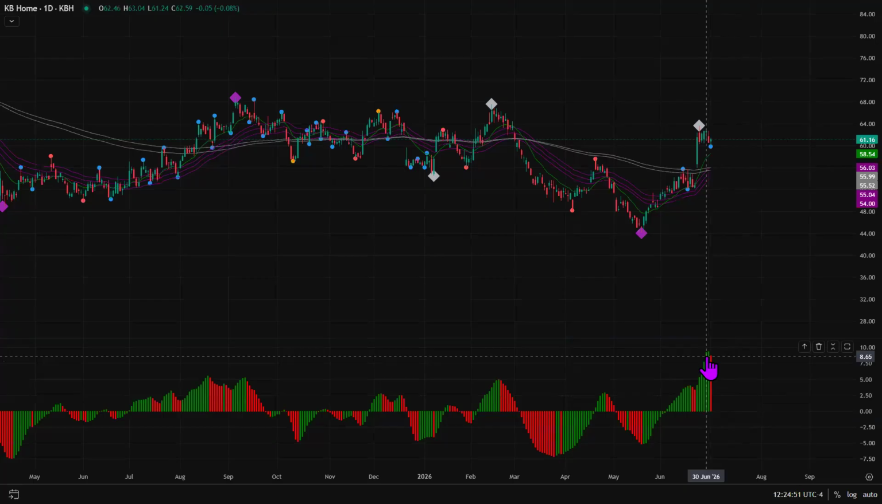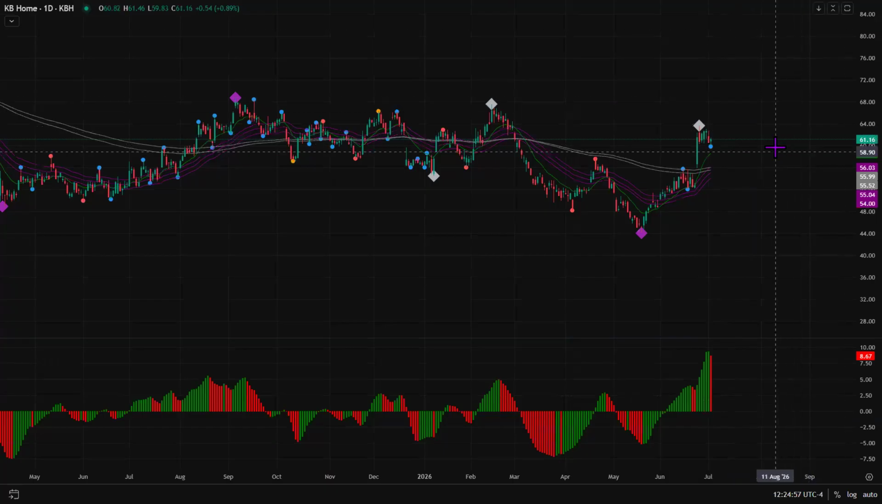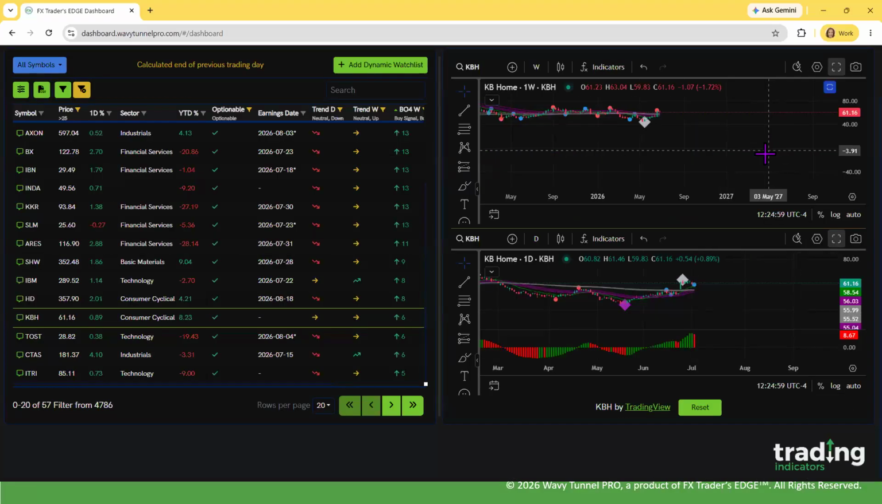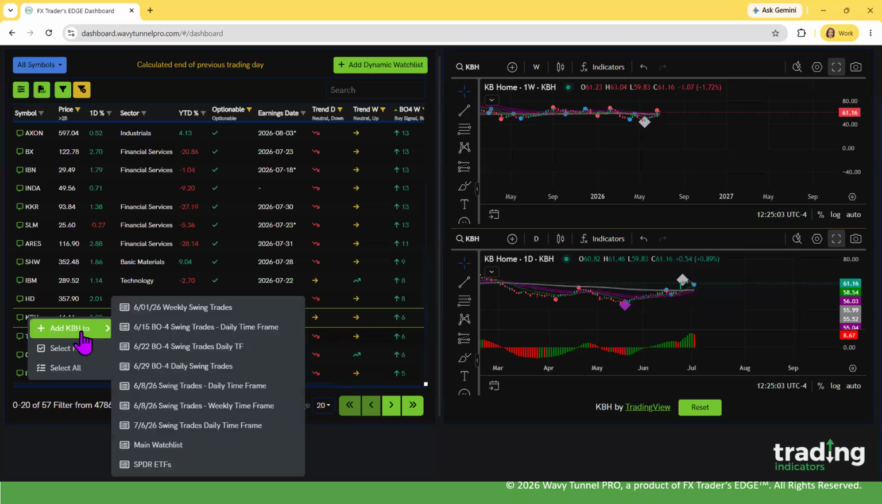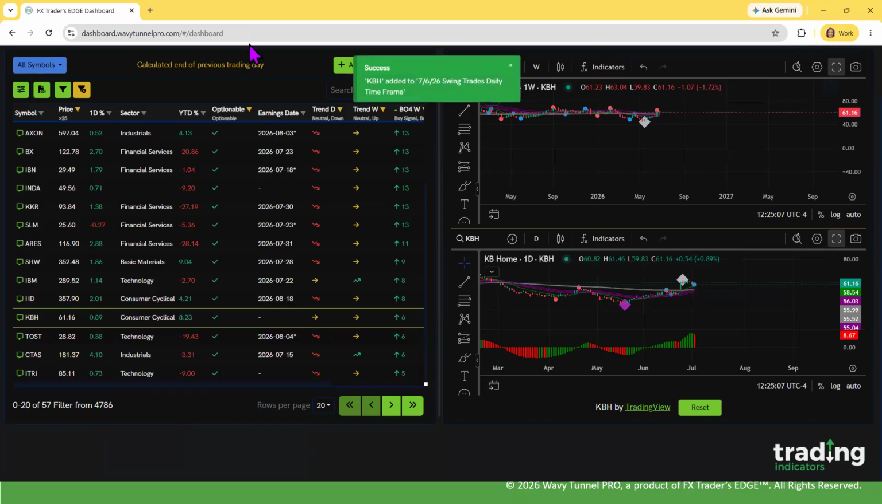It's very, very extended, which is positive when you're thinking about buying. So with this, I'm going to put this on the watch list. I'm going to add it to the watch list, and it joined the watch list. Let's look at the next one.